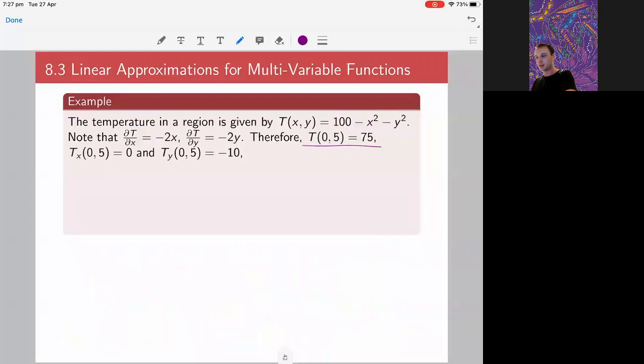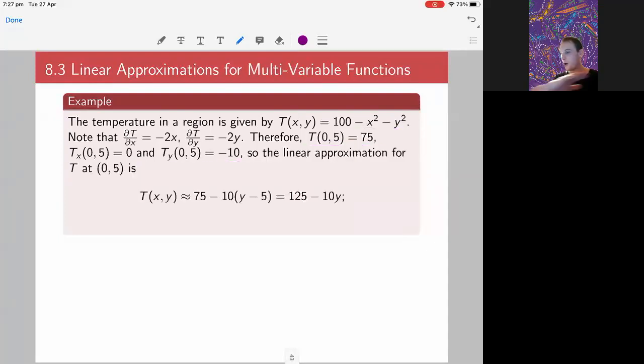If I just put 0, 5 into the function, I get 75. The derivative in the x direction at the point 0, 5 is just 0, and the derivative in the y direction is minus 10. So my linear approximation is exactly this. I don't have any x terms because the derivative in the x direction was just 0. So I end up with this here. Now, as I said before, this is the equation of the tangent plane.